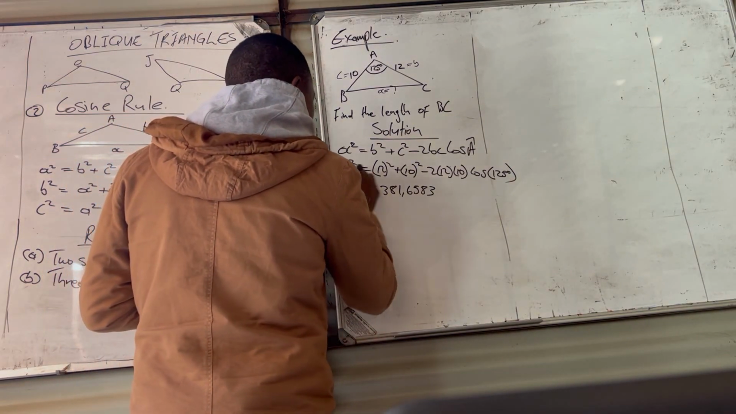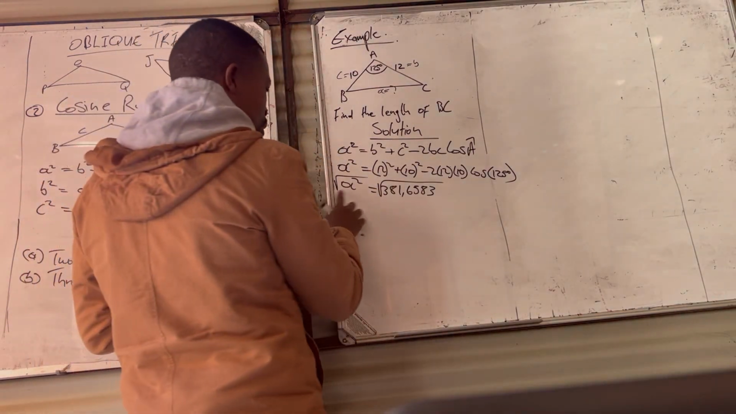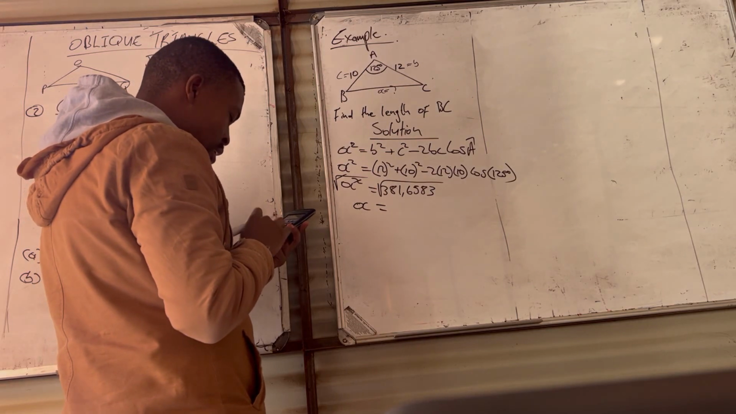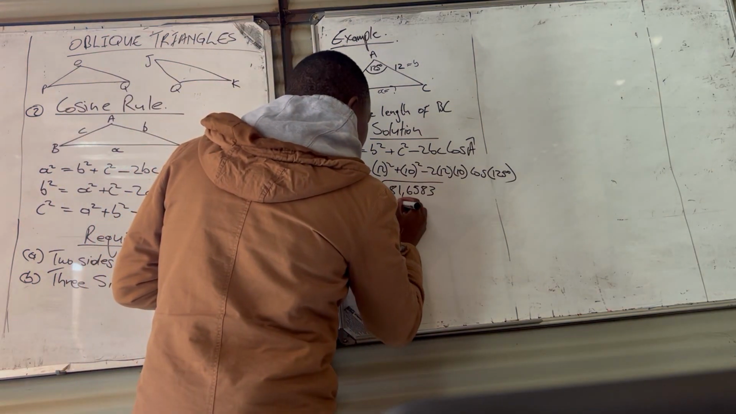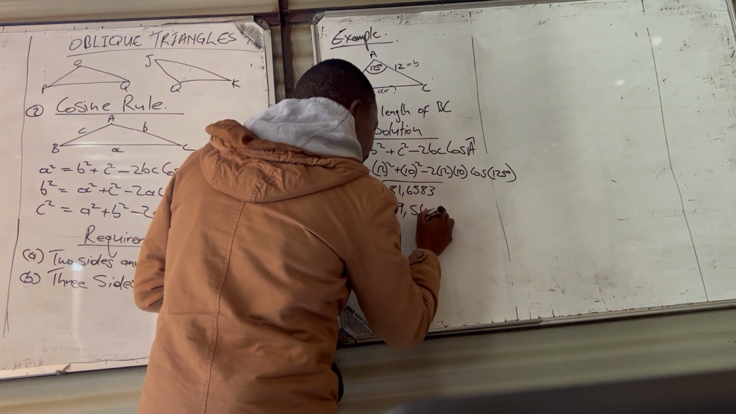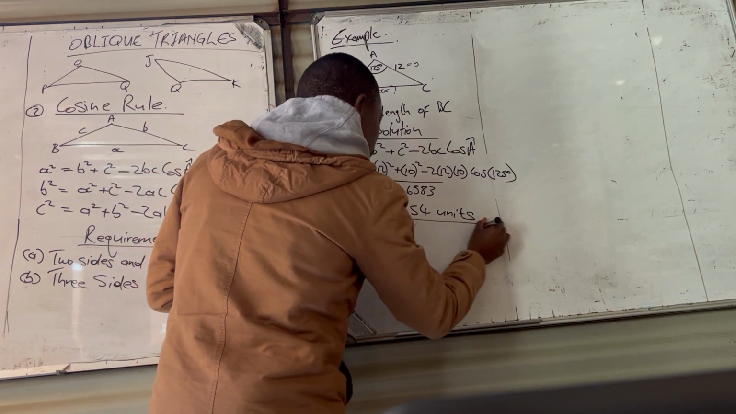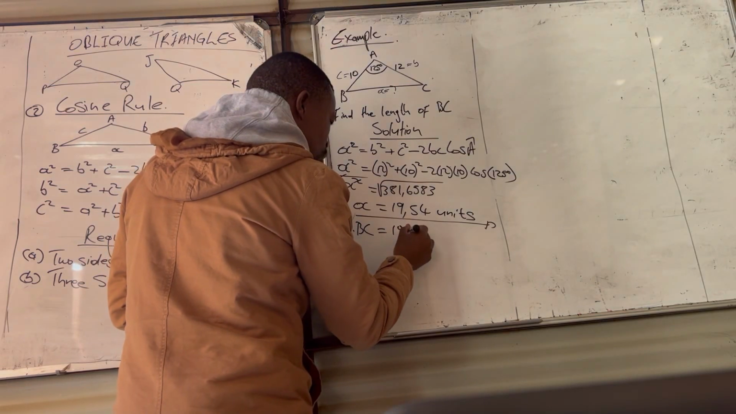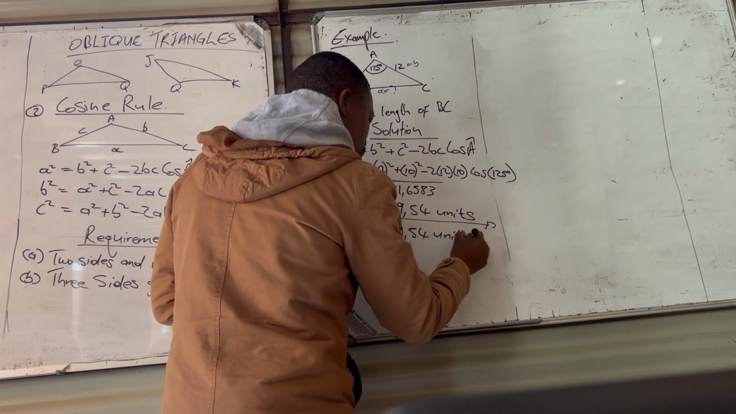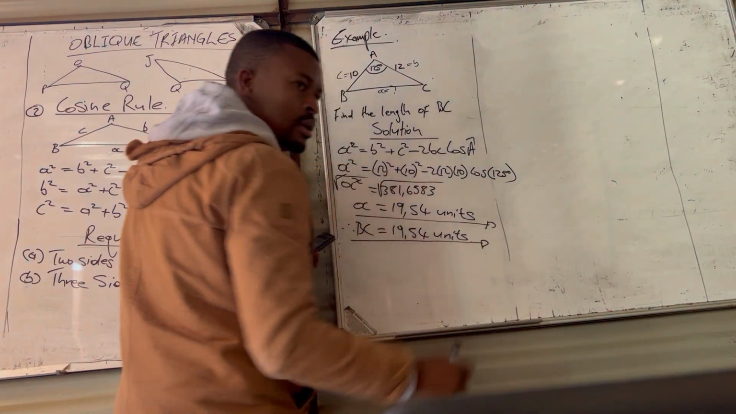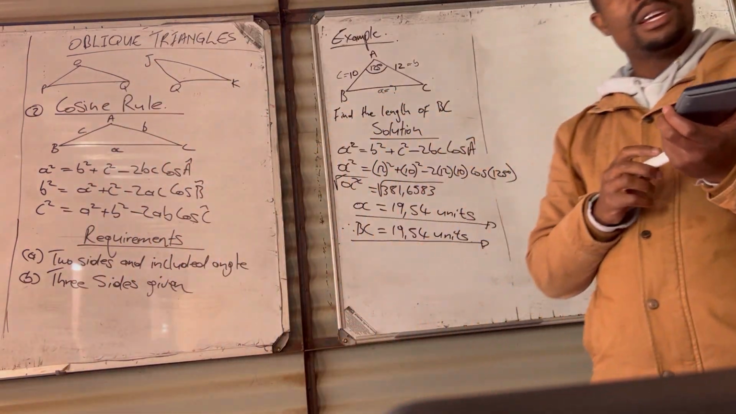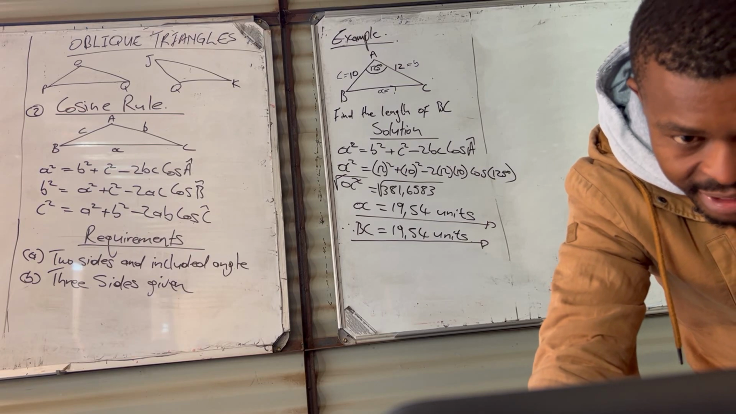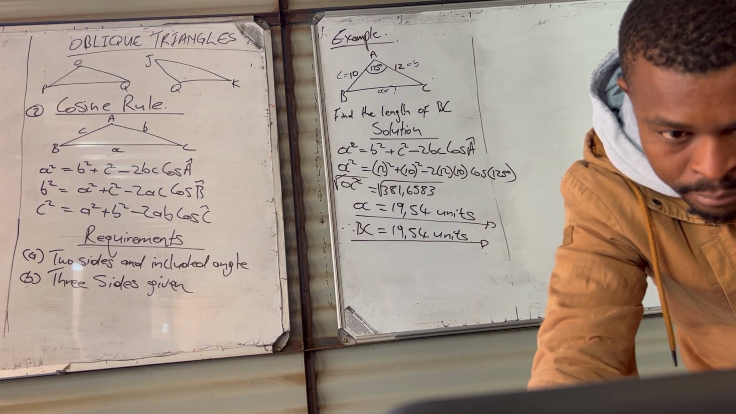What do we do from here? We introduce the square root on both sides. The square root cancels the square, so a equals the square root of the answer, which is 19,54 units. Therefore BC is 19,54 units. Check that the longest side is opposite the biggest angle.